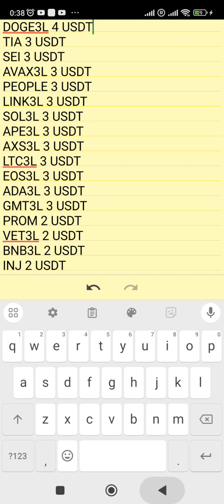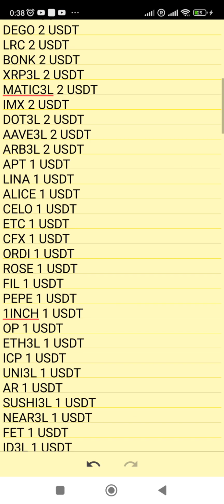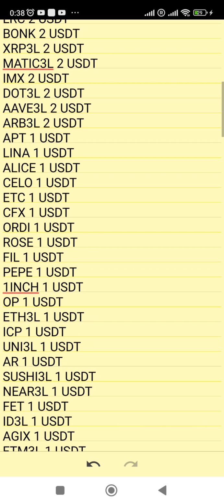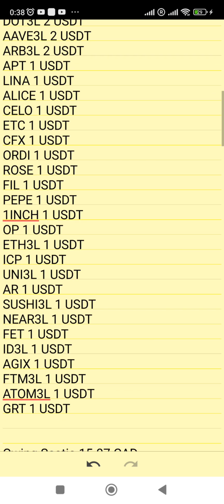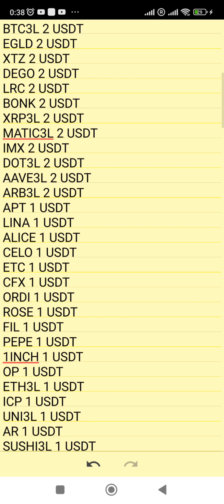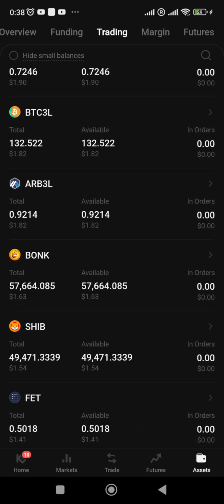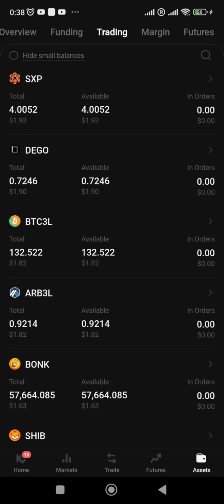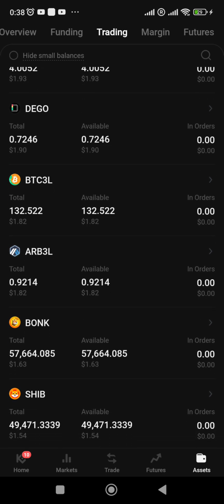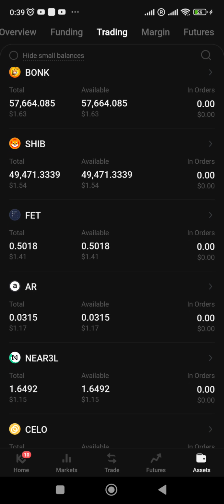Dego is 2. Bonk is 2. ARB is 2. BTC 3, at least 2. All of them are supposed to be 2. So 1.9, 1.82, 1.82, 1.63. Yeah. Will I buy any of these? No. They're supposed to be 2. The lowest of them is Bonk, and Bonk is 1.63.